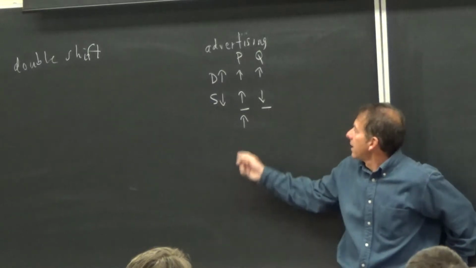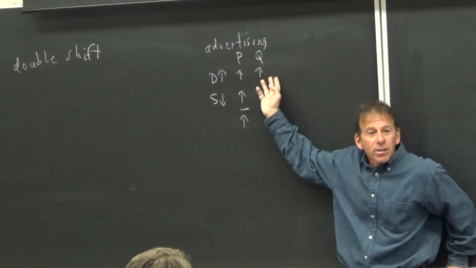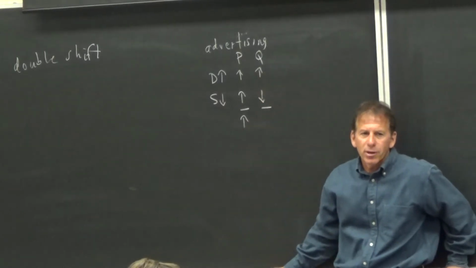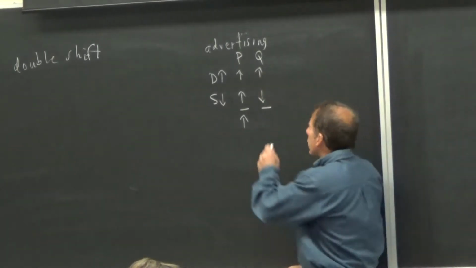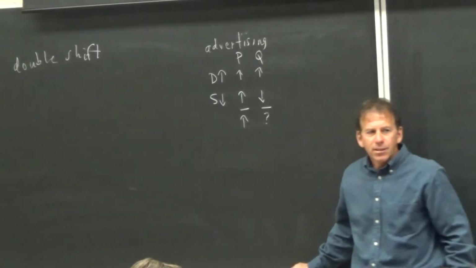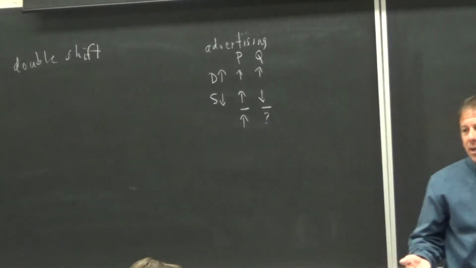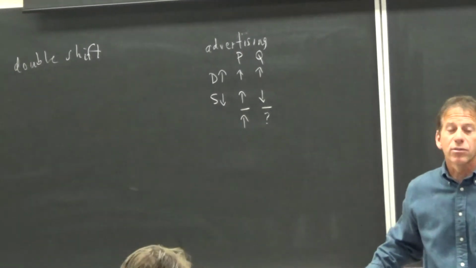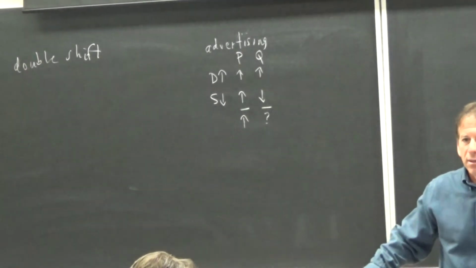Right, and in this case, the answer is, it depends on which one shifts by more. But do we know in this example which one shifts by more? No, so we're just going to say, we don't know, that's uncertain. So what we do know is that prices are going to go up. What we don't know is if the companies can sell more as a result of their advertising.